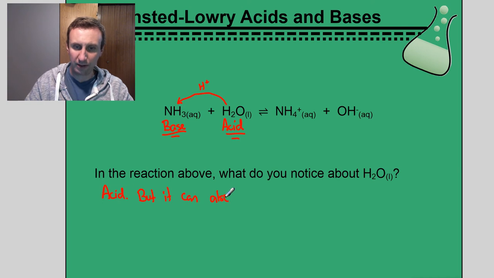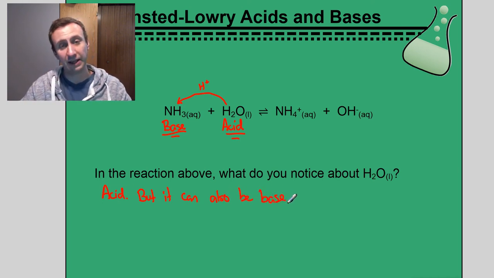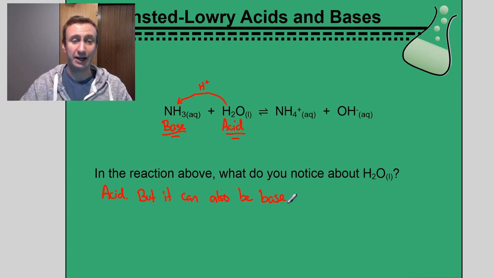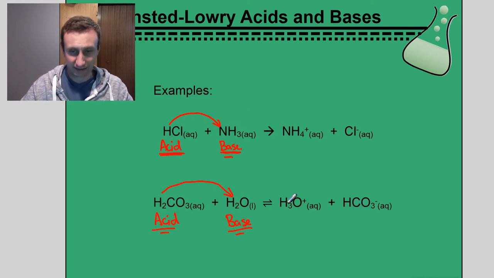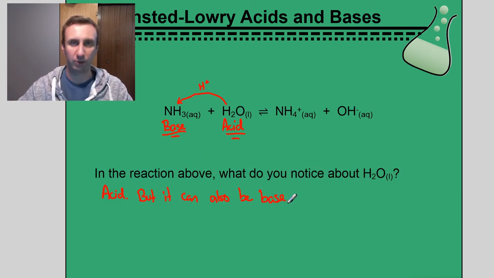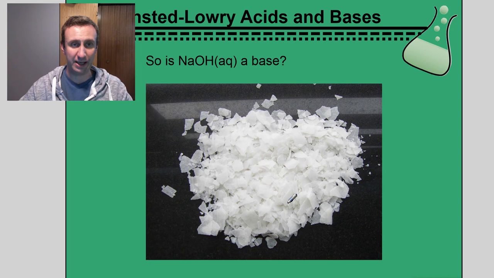You might remember that in redox, water could be an OA, an oxidizing agent, or a reducing agent. Kind of similar here. Water can be an acid or it can be a base. Is it a weak acid? Yeah. Is it a weak base? Yes, of course. But it can act as both. We call this amphiprotic, which is a term we'll talk about in a little bit.